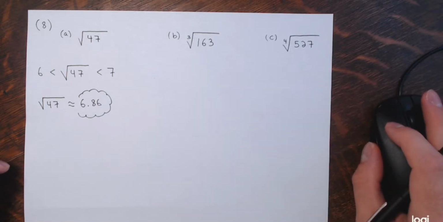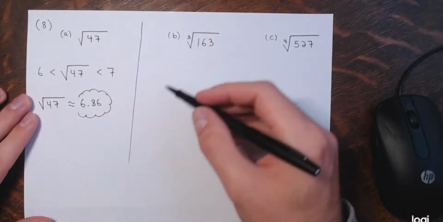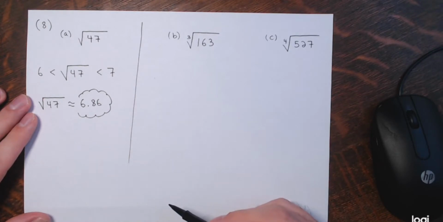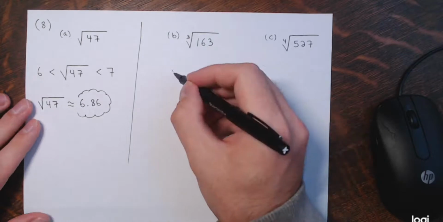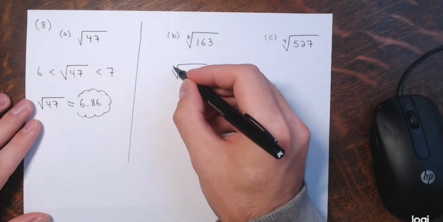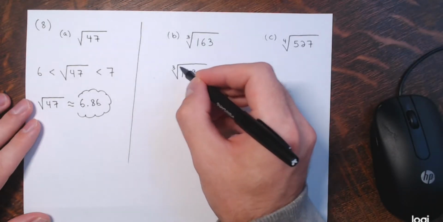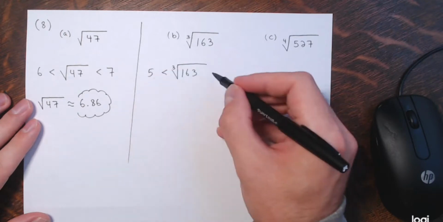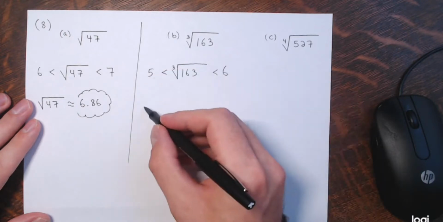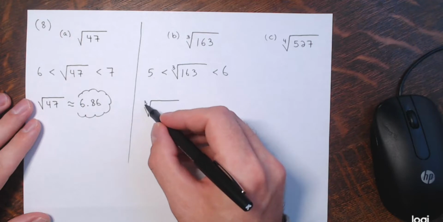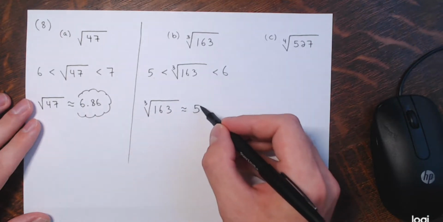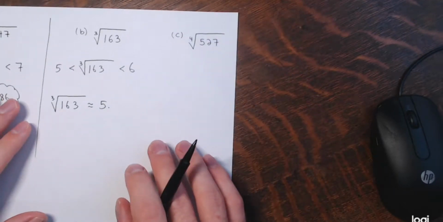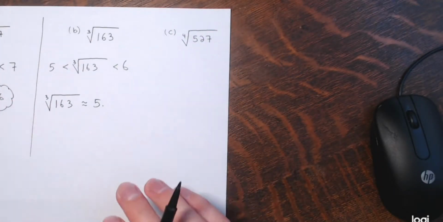All right. Part B is another cube root. 163 is between 5 cubed and 6 cubed, between 125 and 216. So the cube root of 163 is going to be between 5 and 6. So when I enter this into a calculator, it's approximately 5 point something.